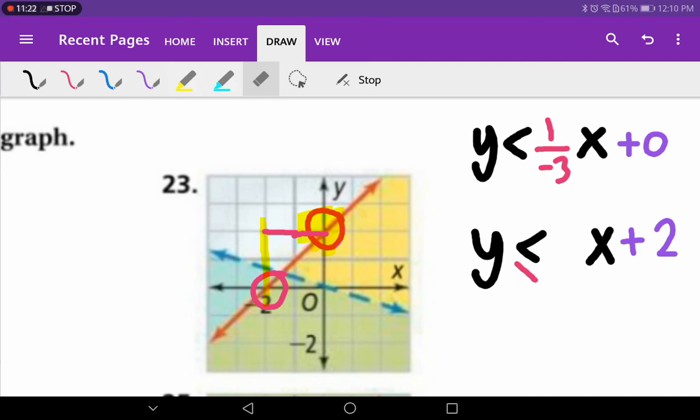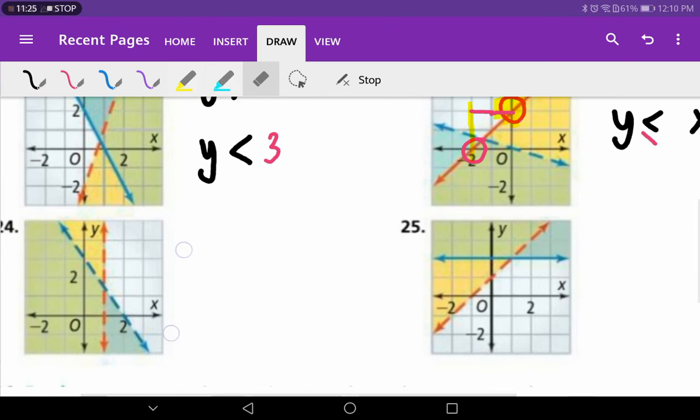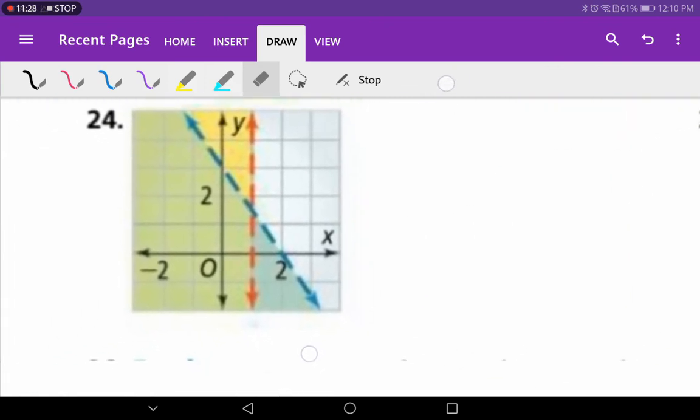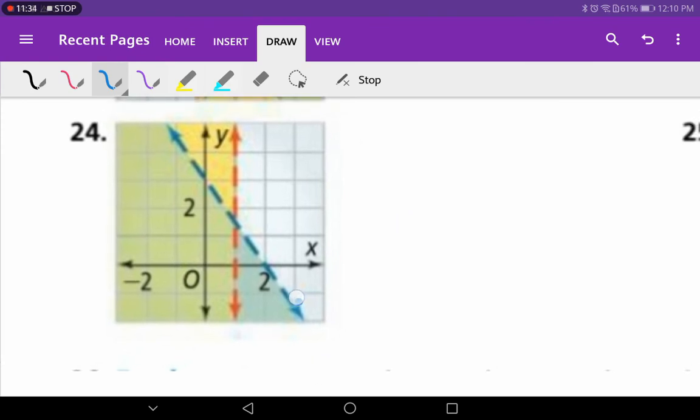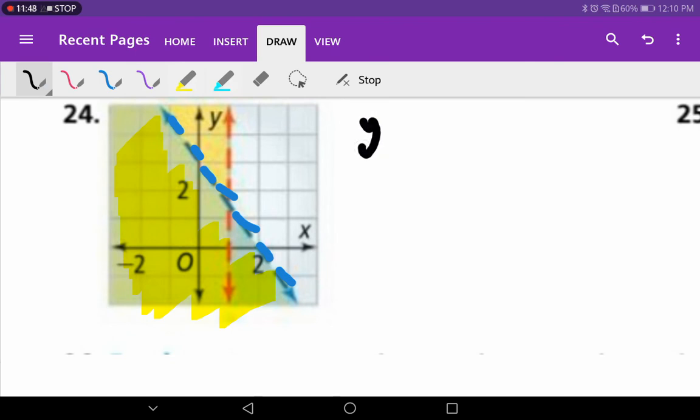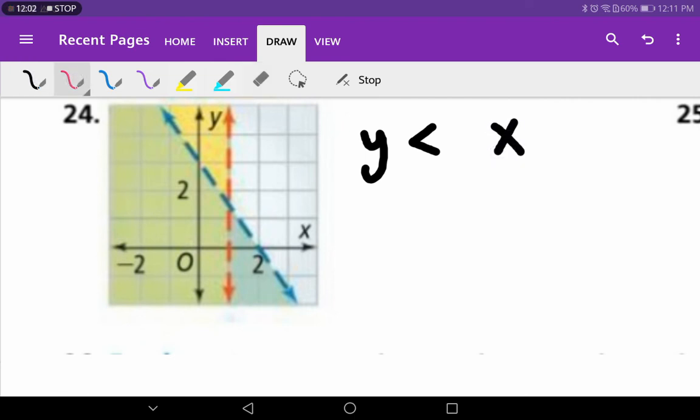Okay, my dear student, let us move here. The blue one here, it is dashes. And where is the area? Clearly it is down. So y is less. And because it is dashes, no equal sign. Remember that. I will clear everything here and write x here, and see the y-intercept.